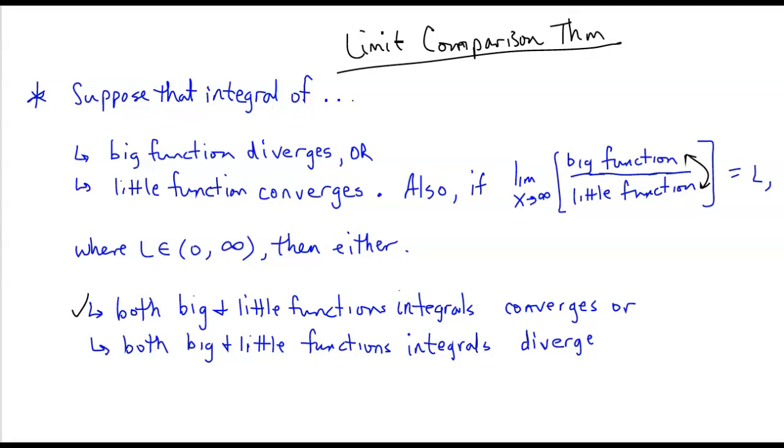So hence we say the improper integral of the big function and the little function will both either converge or diverge. And if we have either this information here or this information here, then we'll be able to make that decision real easy. All right, so let's look at some examples.